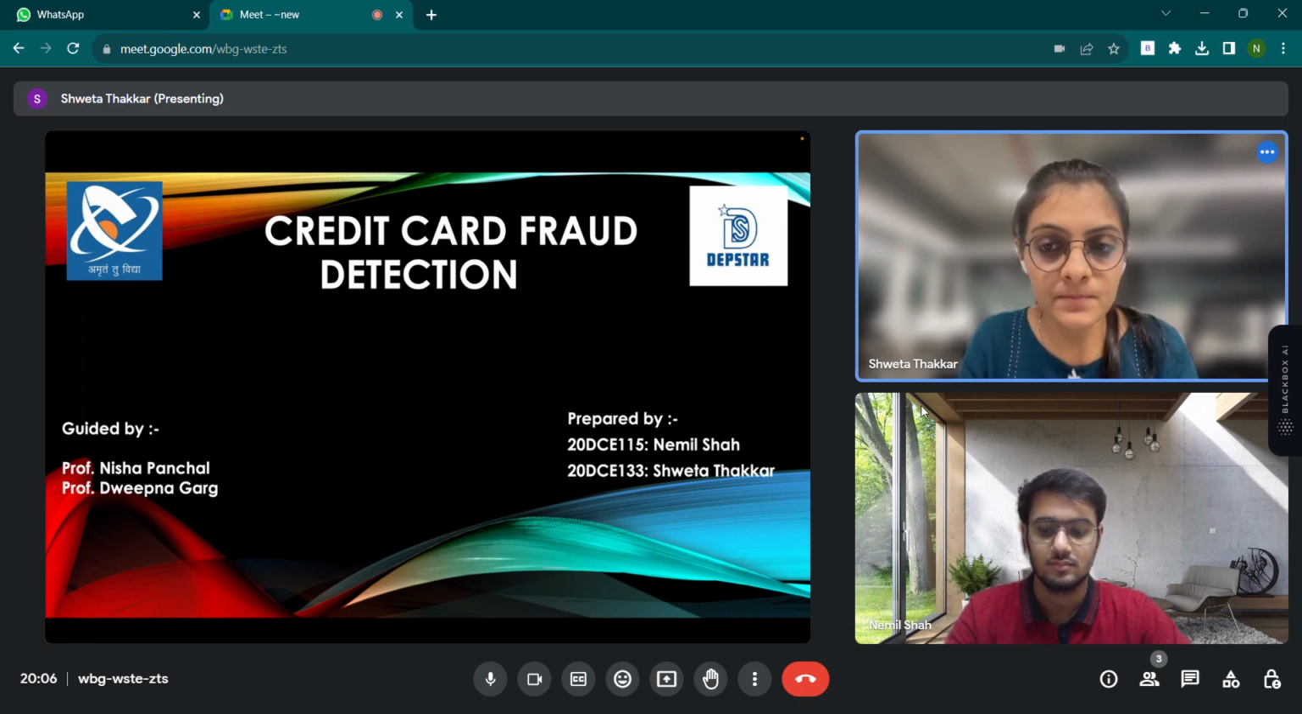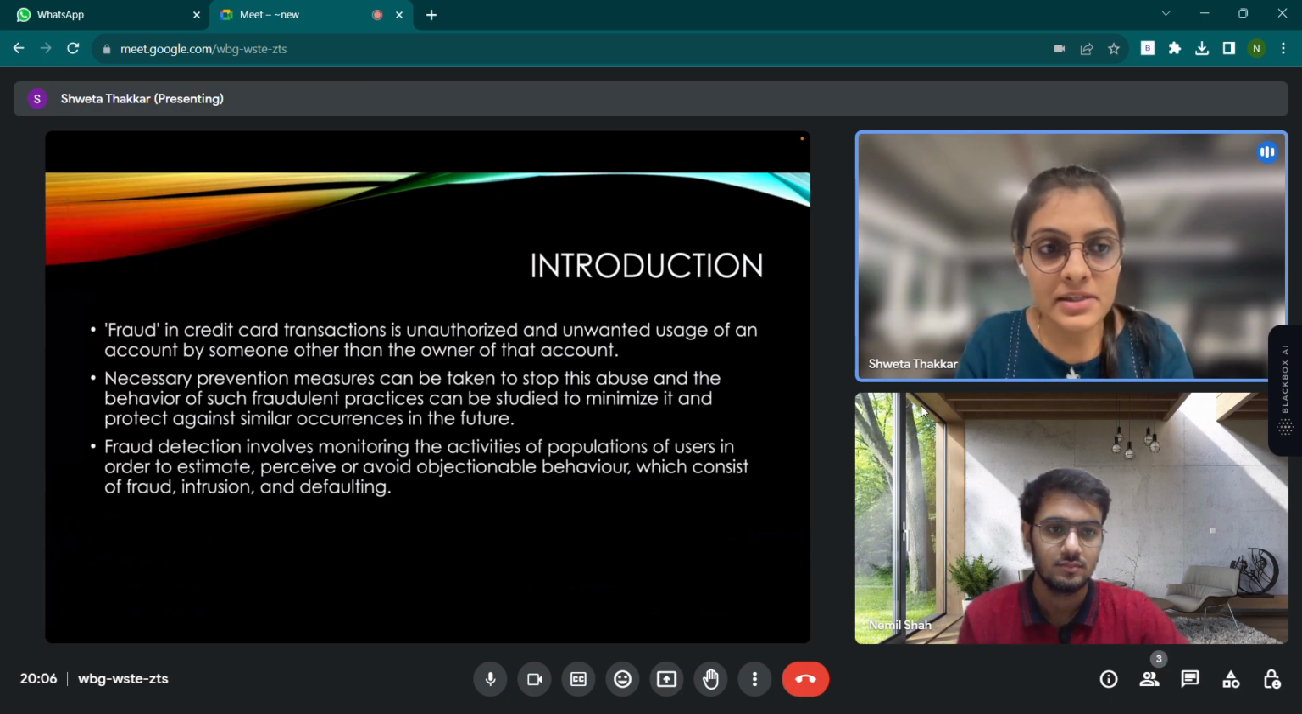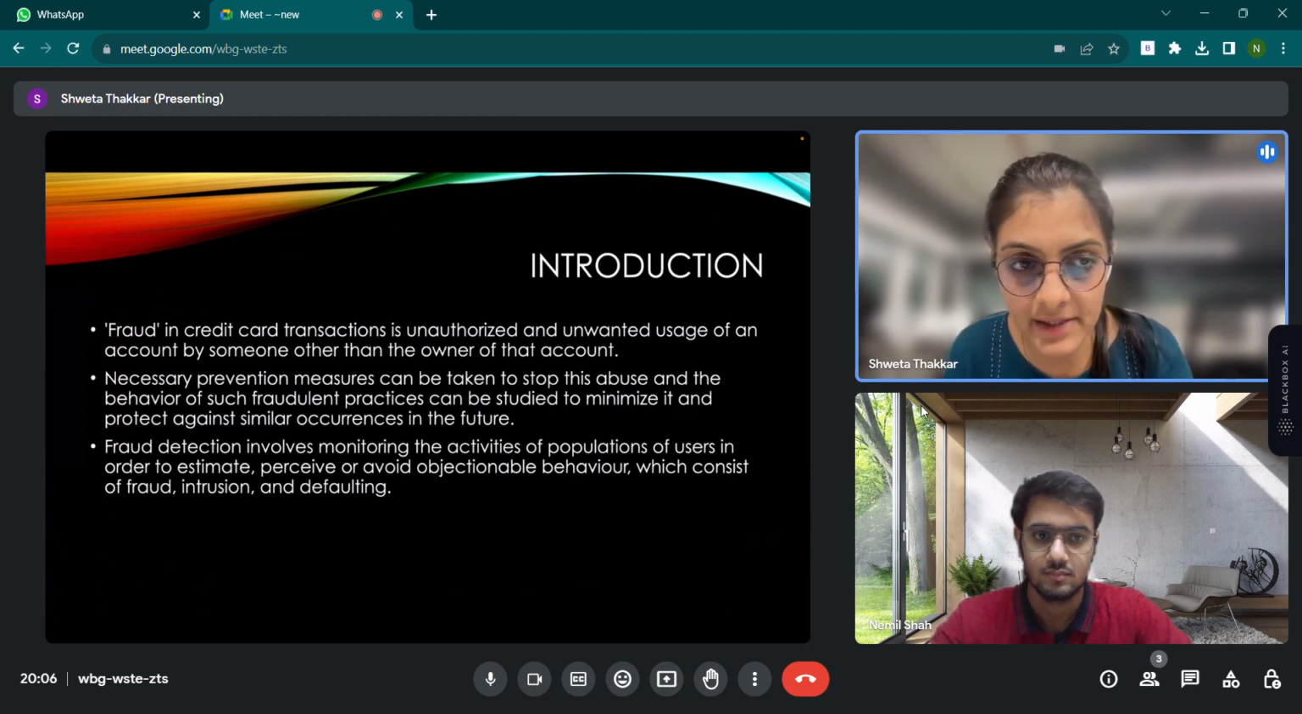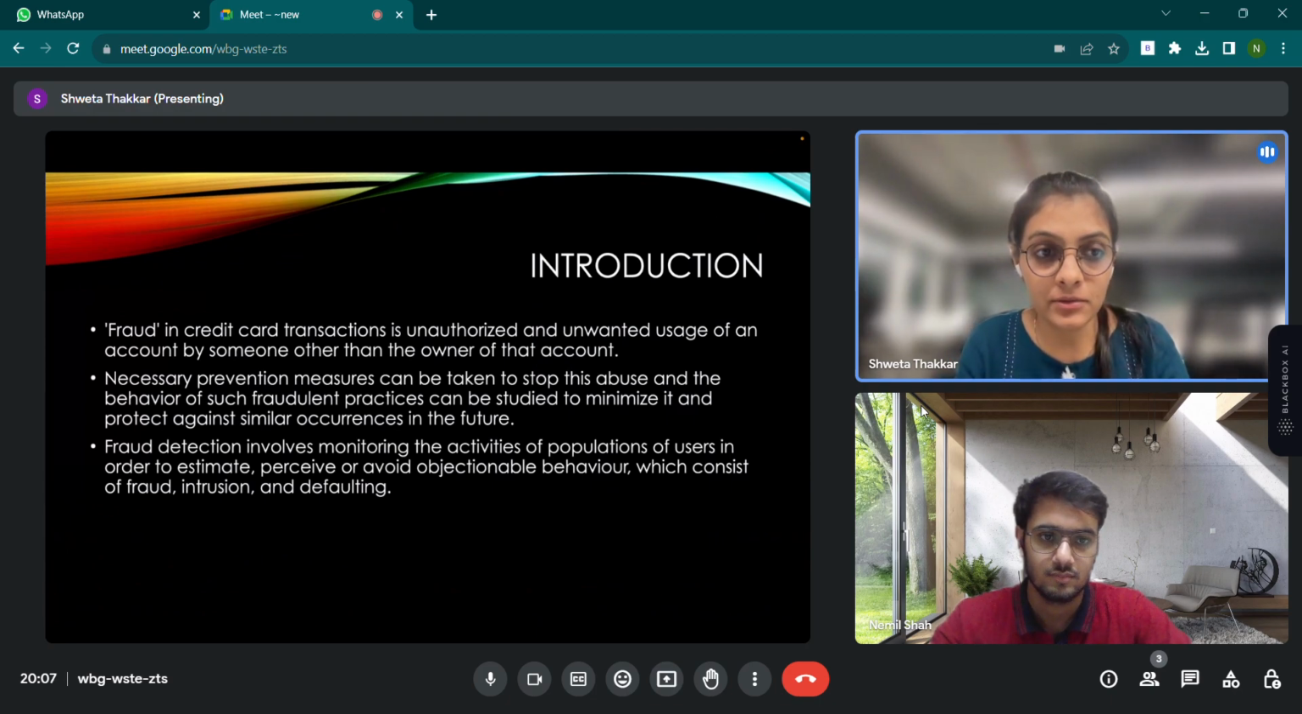The main reason for creating this project was that nowadays there is a lot of fraud going on here and there. So, in order to make the fraud less, we have come up with fraud detection.